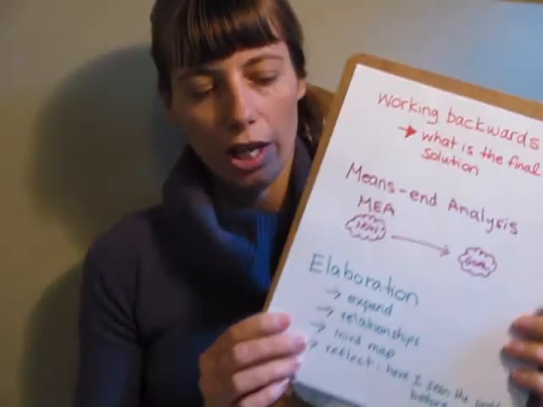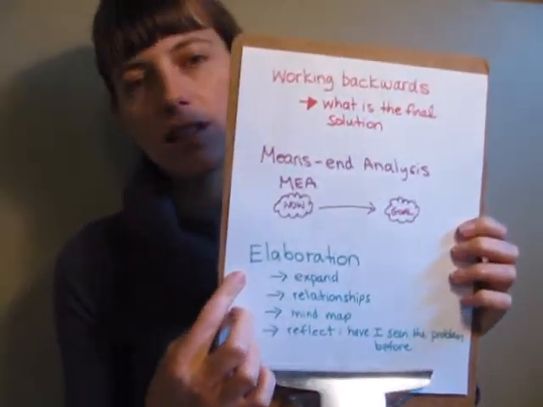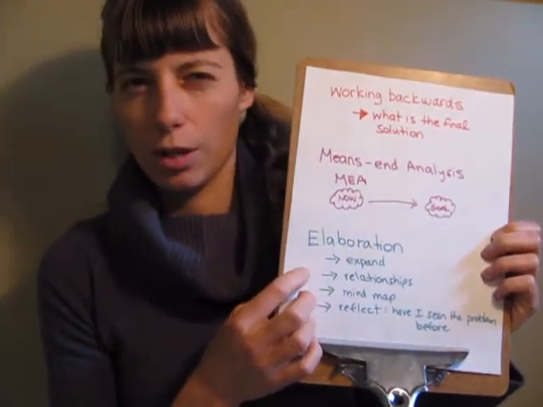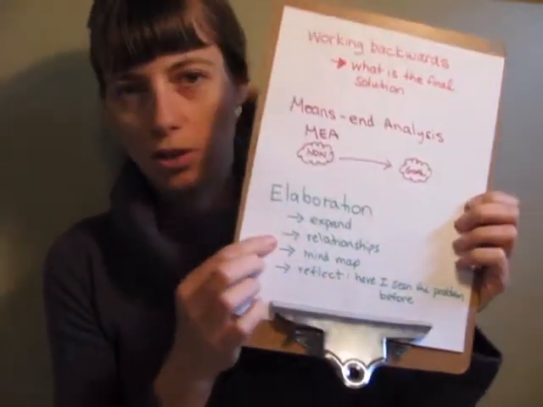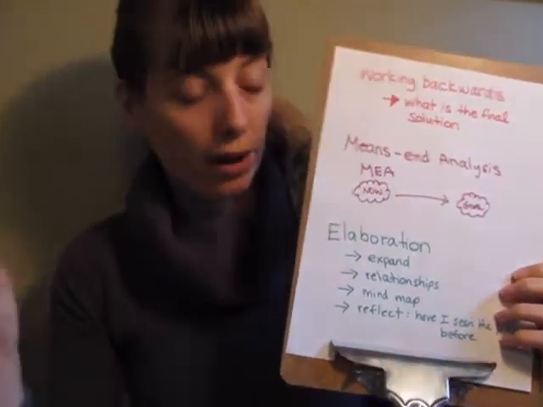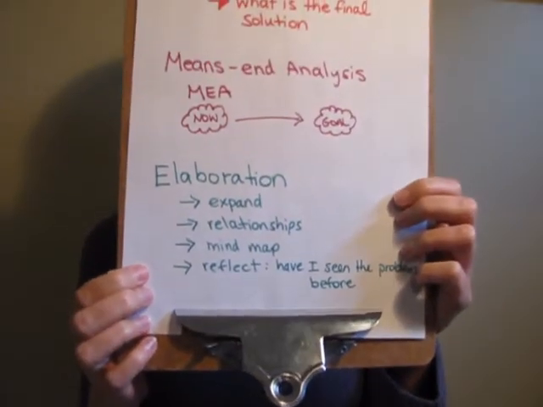Another strategy that I believe was involved in this project was elaboration. This is the concept of expanding and creating relationships and looking to see how things connect to each other. Often you'll use mind maps, so you'll draw out things and look for those patterns. And I think a big part of it is reflection. I definitely used reflection in this project.